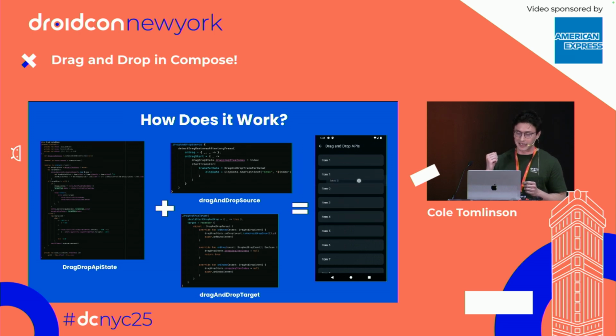Don't worry too much about that GIF on the right yet. I know there are some things wrong with it. But the way it works is the drag drop target modifier gets applied to the entire lazy column and it is like a pseudo pointer input modifier for our purposes. Then the drag drop source modifier gets applied to every item in the lazy column. It uses that detect drag gestures after long press gesture detector, but we only use the on drag start callback, and then we hand it off to the APIs and say, hey, start the transfer, and then it handles the rest.